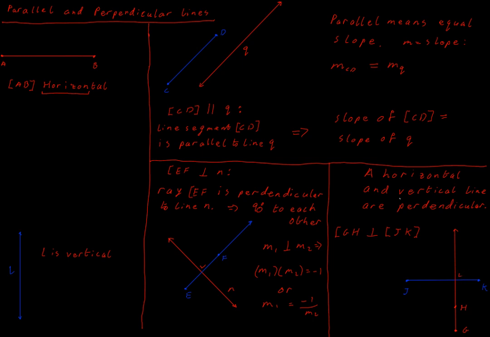So any horizontal line must be perpendicular to a vertical line, because a horizontal line is flat to the ground and a vertical line is going straight up and down in the air. So they must be perpendicular to each other. So if we see that something is horizontal and another thing is vertical, we know they are perpendicular to each other. And those are the key facts that we need to know about parallel and perpendicular lines.